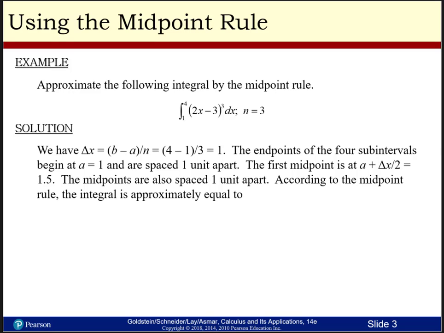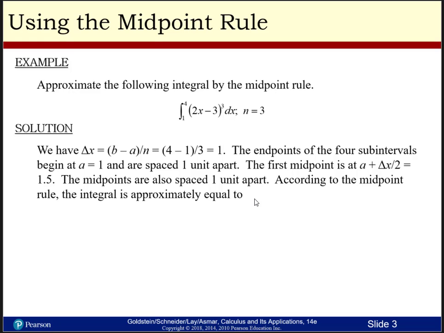So it's going to be 3 divided by 3. So they're just going to be 1 apart. So from 1 to 2, 2 to 3, 3 to 4. That's 3 sections. The endpoints of the subintervals begin at a equal 1 and are spaced 1 unit apart. The first midpoint is in between 1 and 2, so that would be 1.5. The midpoints are also spaced 1 unit apart.